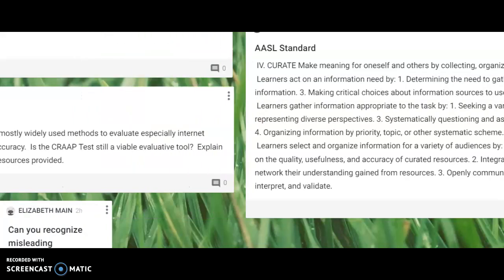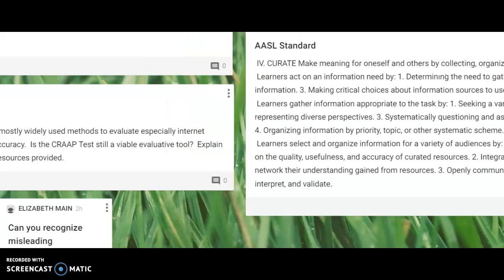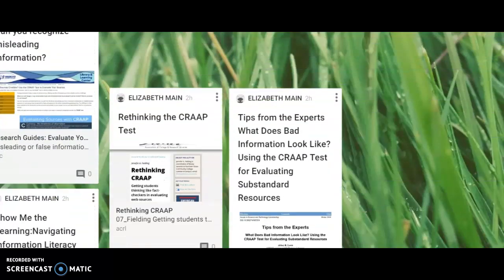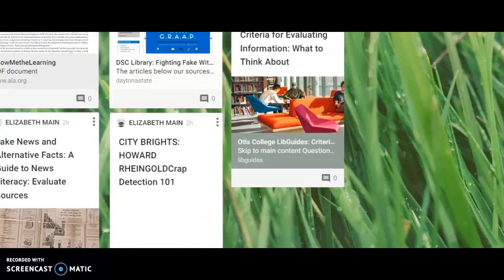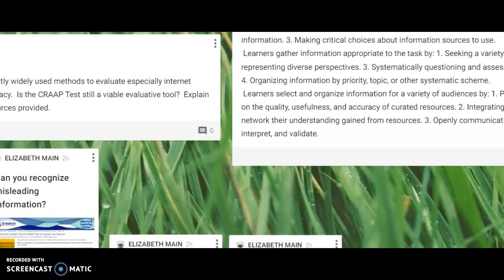Okay, going back this way, we know our discussion question. And if we scroll down, we can see the 10 resources you have to answer the discussion question. And as a review, the discussion question says, the CRAAP test is one of the most widely used methods to evaluate, especially internet resources, for credibility and accuracy. Is the CRAAP test still a viable evaluative tool? Explain your reasoning based on the resources provided.